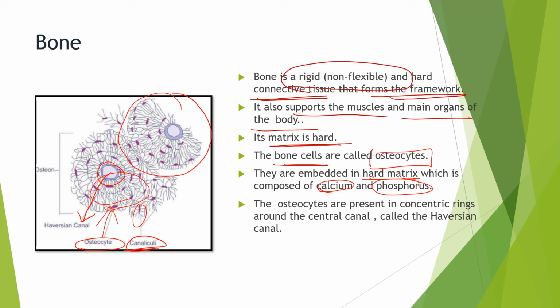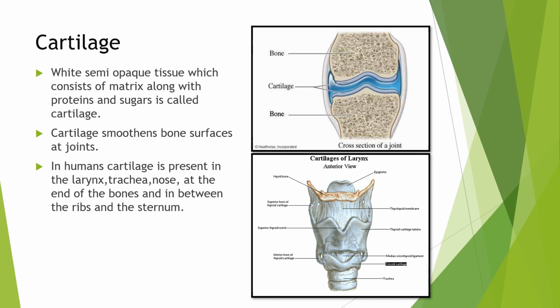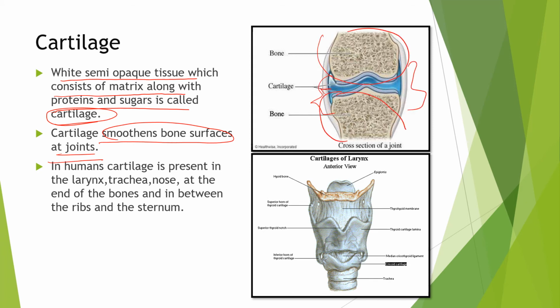Now let us move on to the next part, which is cartilage. So what is cartilage? Cartilage is also as important as bone. It is a white, semi-opaque tissue which consists mainly of matrix. In bone we got a very hard matrix. Here also, matrix along with proteins and sugars is called cartilage. Cartilage always smoothens the bone surfaces at joints. Here, these two are the bone structures, and in between is the cartilage, which is smoothening the bone surfaces at joints. Human cartilage is present in many places.